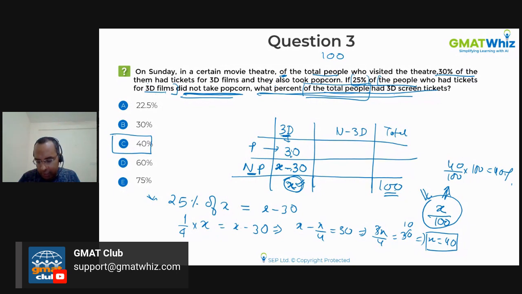Yes, they're saying what percent of total people. So I'm looking at the total number of people. Total number of people are 100. Number of people who had 3D tickets is all people who had 3D plus popcorn and 3D, not popcorn. So that is why I need to add all this up. So basically I'm looking for this number which is there. I hope that answers your query, Oscar. What percent of, so with respect to the total number of people? Okay, that is the meaning. That is how you translate it.